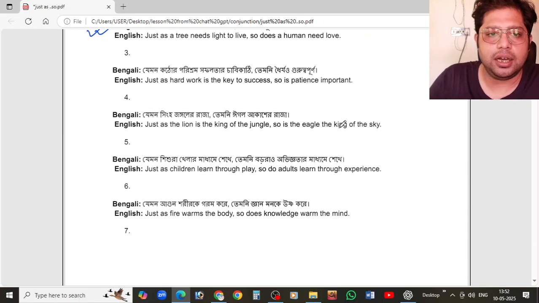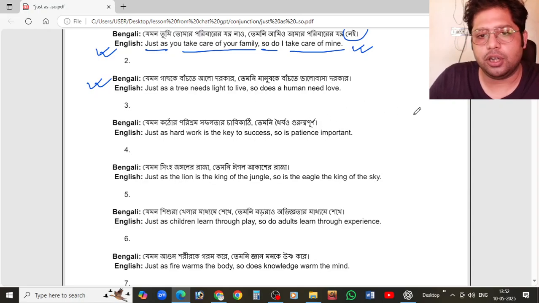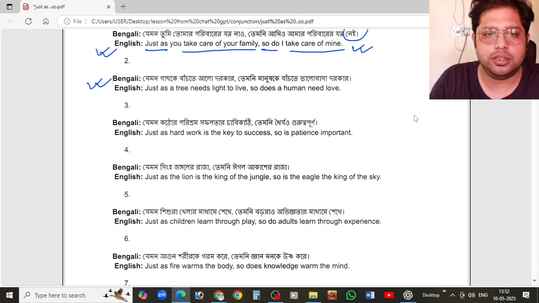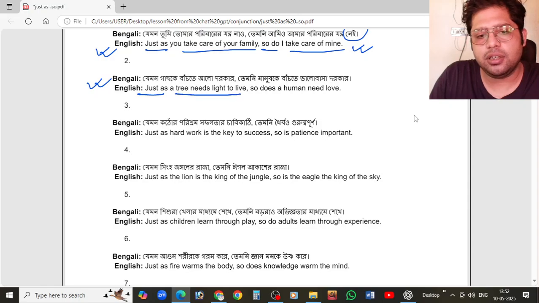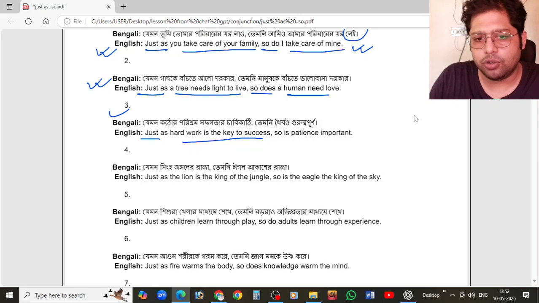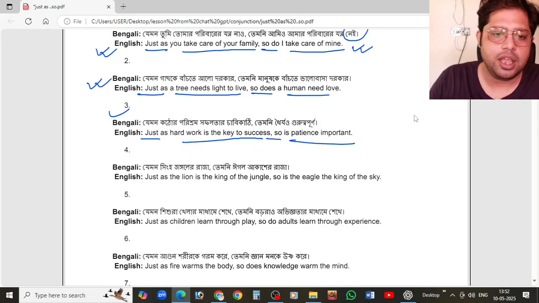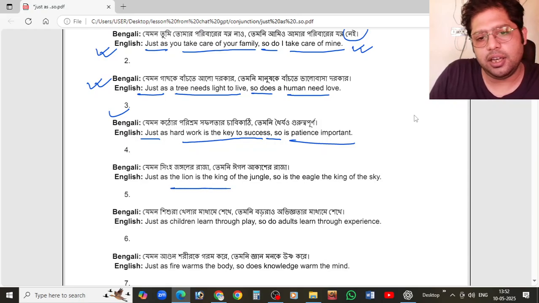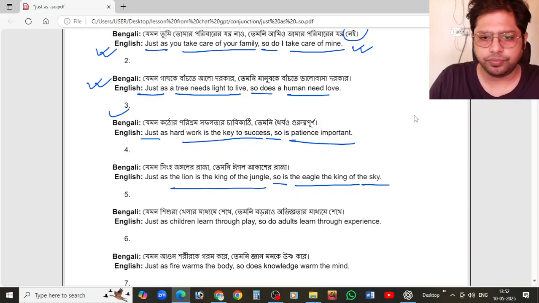The second one says that যেমন কোনো গাছকে বাঁচাতে আলো দরকার, তেমনি মানুষকে বাঁচাতে ভালোবাসা দরকার। Just as a tree needs light to live, so does a human need love. Okay. Third one, যেমন কঠোর পরিশ্রম সফলতার চাবিকাঠি, তেমনি ধৈর্যও গুরুত্বপূর্ণ। Just as hard work is the key to success, so is patience important. যেমন সিংহ জঙ্গলের রাজা, তেমনি ঈগল আকাশের রাজা। Just as the lion is the king of the jungle, so is the eagle the king of the sky.